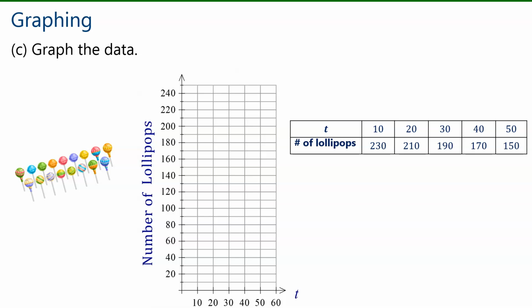Now one thing this graph is missing is a title. So let's add that. Let's say this graph represents the number of lollipops remaining versus how many trick-or-treaters there are.